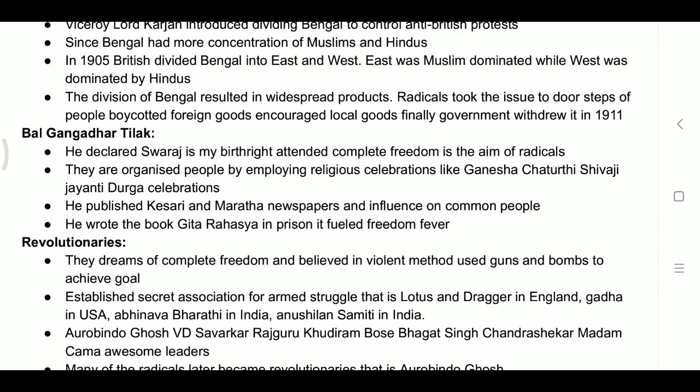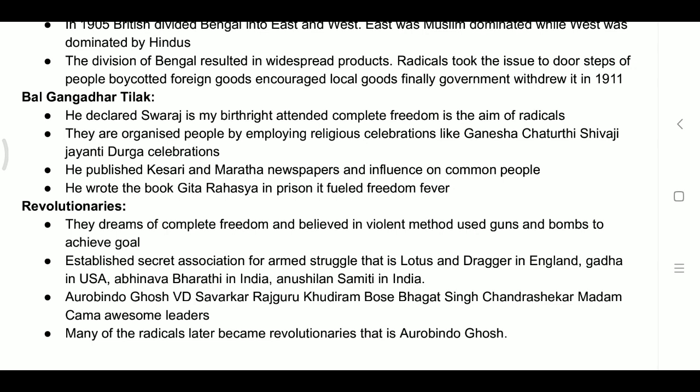Bal Gangadhar Tilak's role is very important here. He was one of the radical leaders. What was his role during the Bengal division? He declared, "Swaraj is my birthright and I shall attain it. Complete freedom is my aim." He organized people by employing religious celebrations like Ganesha Chaturthi, Shivaji Jayanti, and Durga celebrations. Even today Ganesha Chaturthi is celebrated; it is one of the symbols of the freedom movement. He published the Kesari and Maratha newspapers and influenced common people through his writings, and wrote the book Gita Rahasya in prison. That fueled the freedom fever further.